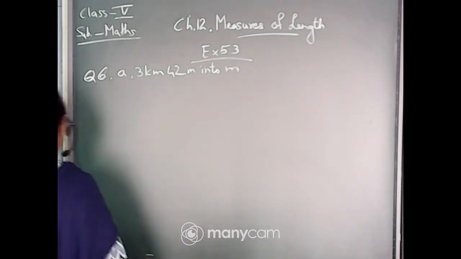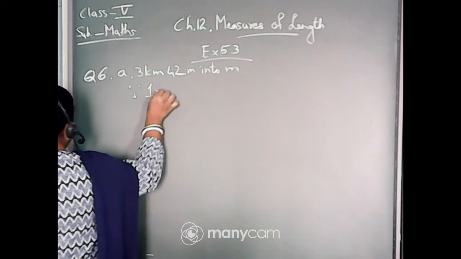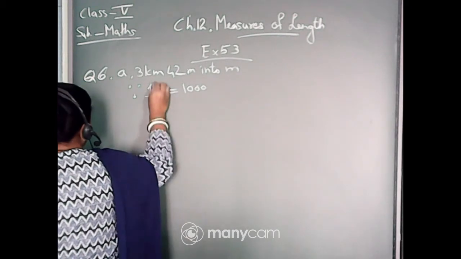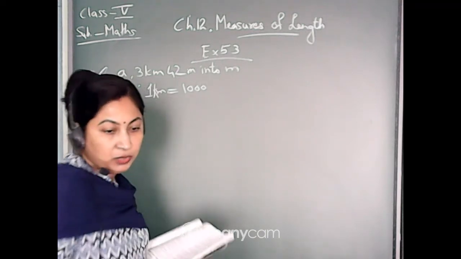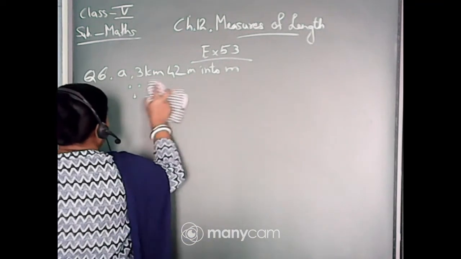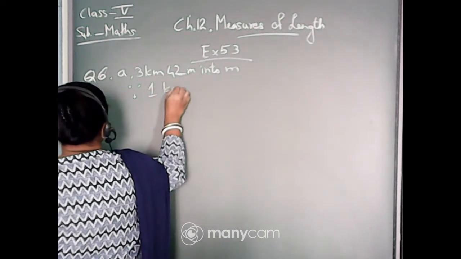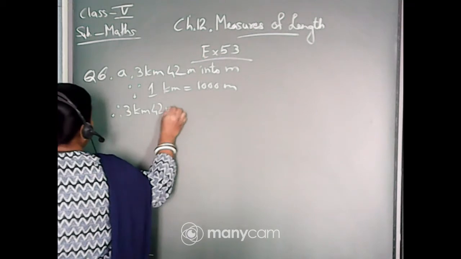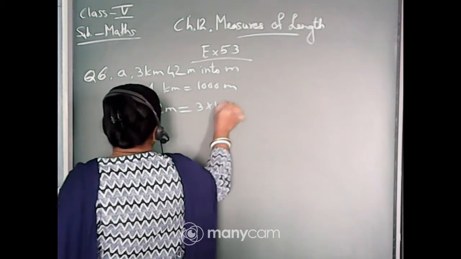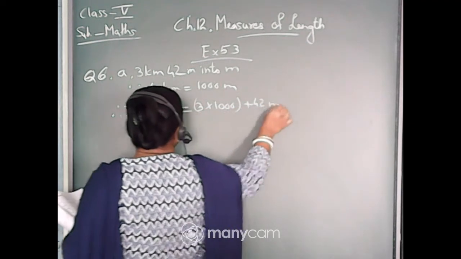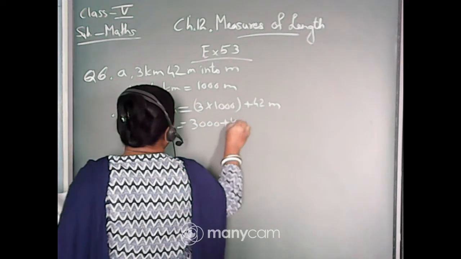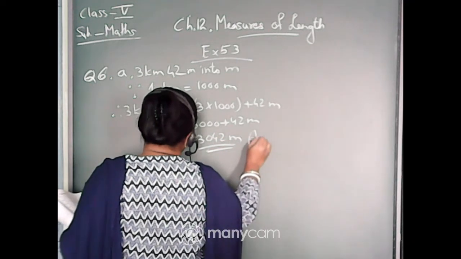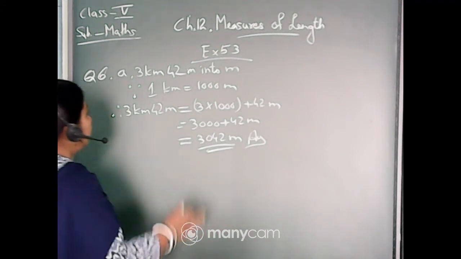Since we know that 1 kilometer is equal to 1000 meter, therefore 3 kilometer and 42 meter is equal to 3 into 1000 plus 42 in meter. That means 3 and 3 zeros plus 42 meter. After adding, you will get 3042 meter as the answer. Clear? This way you are converting from kilometer to meter.